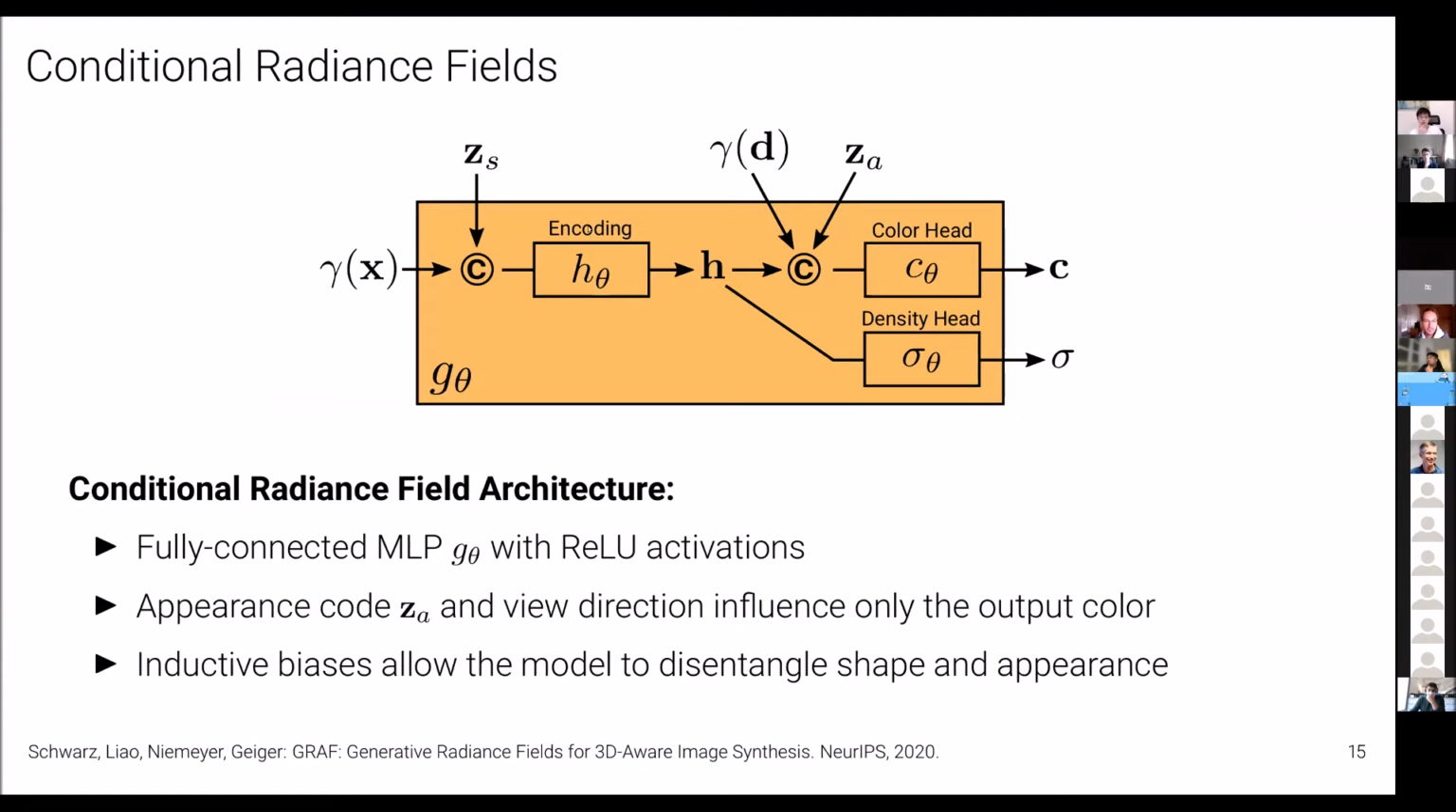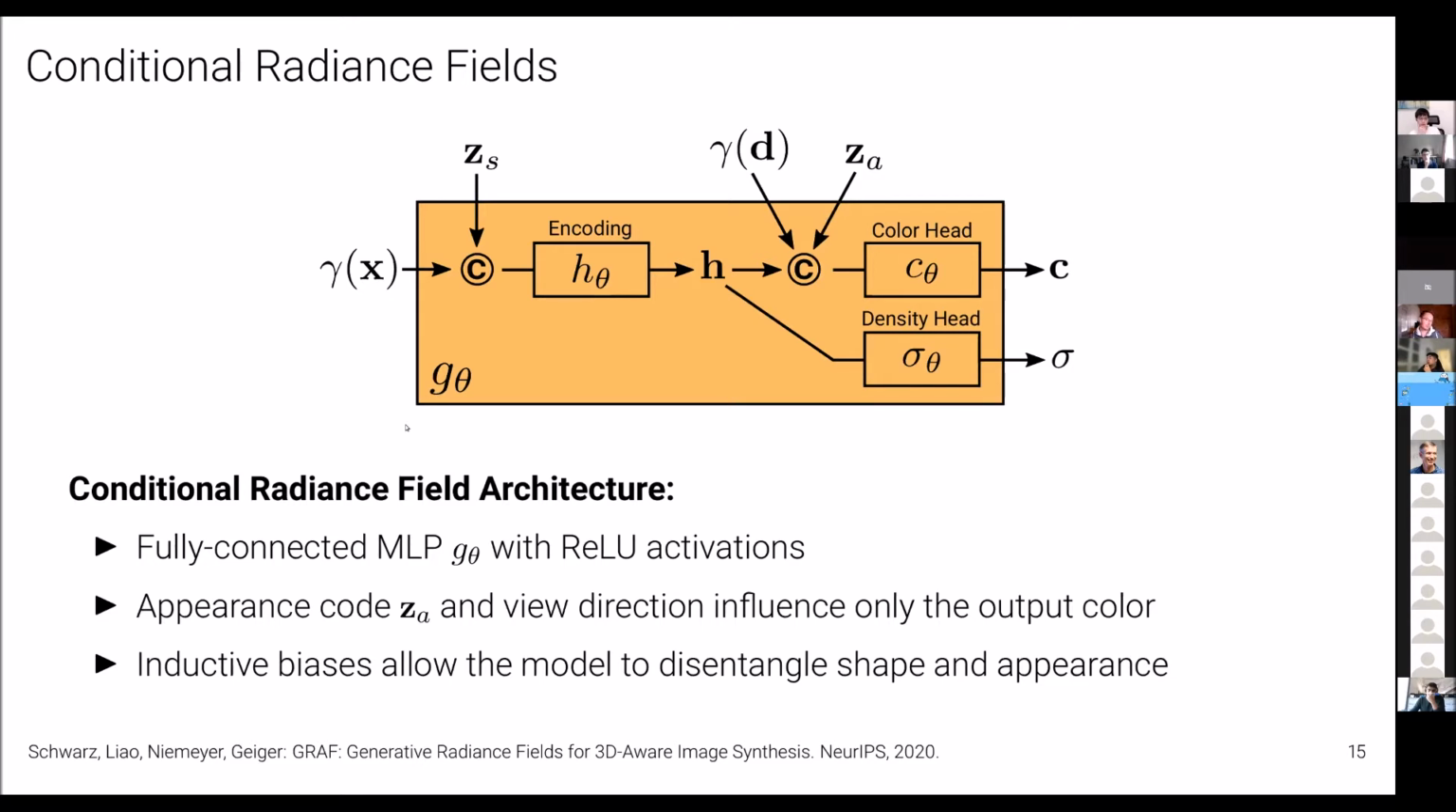So here we're encoding this into a latent code h, and then we are branching out to a density head and then to a color head. And only the color head is influenced by the viewing direction and the appearance code. And this inductive bias allows us basically to disentangle the shape and the appearance.